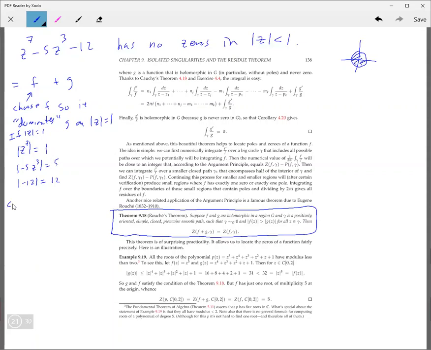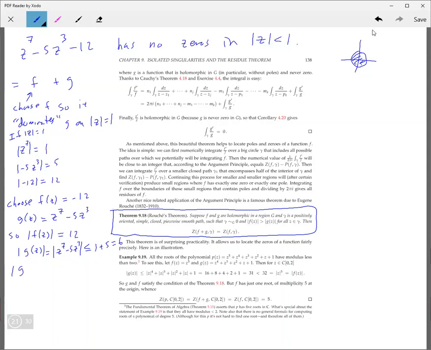So what I'm gonna do is choose f of z to be the one that dominates the other ones, negative 12. And then I'm gonna choose g of z to be the rest. So the modulus of f is 12. The modulus of g, well, that's the modulus of z to the 7th minus 5z to the 3rd. So that's going to be less than or equal to the sum of the two moduluses, right? That's going to be less than 6.